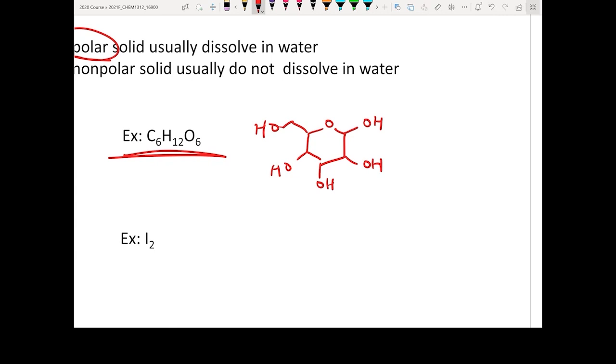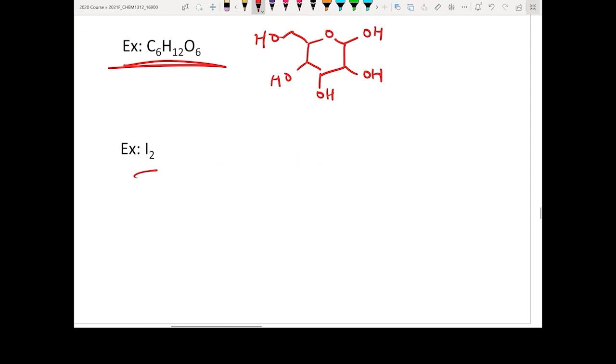Yes, very easy, right? We have so many OH groups forming hydrogen bonds. So the solubility of this one in water is very, very good. How about I2? Is this a polar or non-polar molecule? Non-polar, right? So this is actually non-polar, but water is a very polar molecule. Therefore, they are not alike. They don't dissolve with each other.